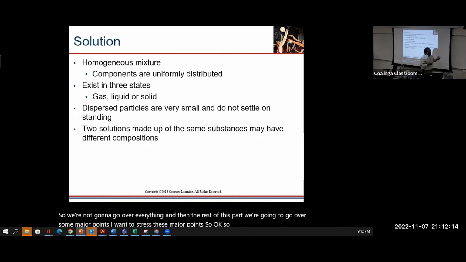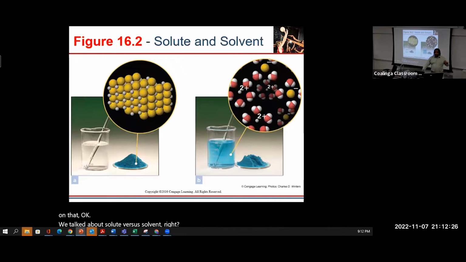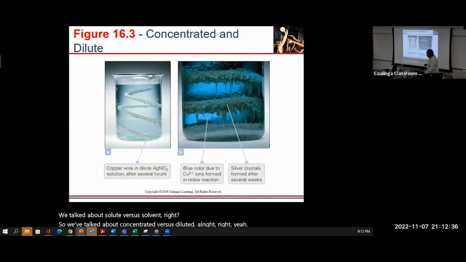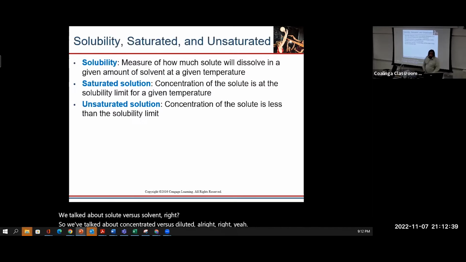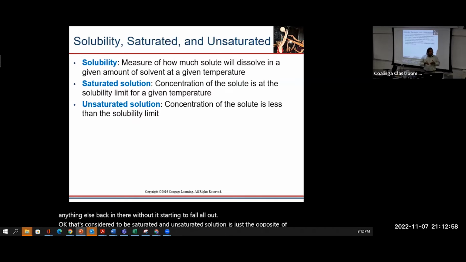Solutions. You guys already know about solutions. You know homogeneous and heterogeneous, right? Okay, so we won't spend a lot of time on that. We talked about solute versus solvent, and concentrated versus diluted. So saturated solutions are basically when you're trying to reach that limit where you can't stick anything else in there without it starting to fall out. That's considered to be saturated. An unsaturated solution is just the opposite of that. It's going to be less than that soluble limit.